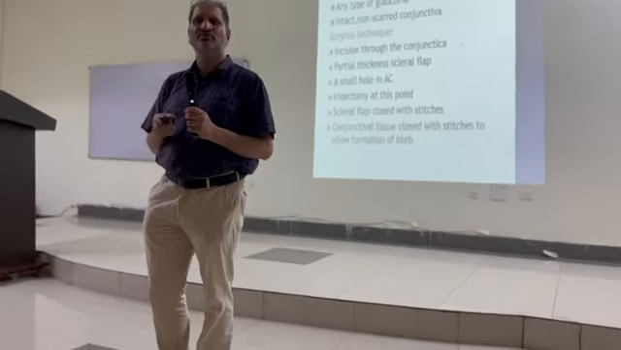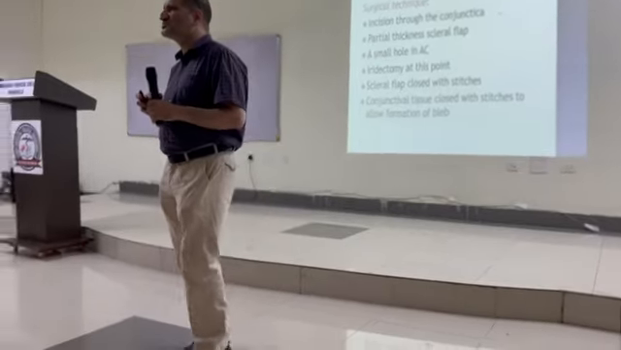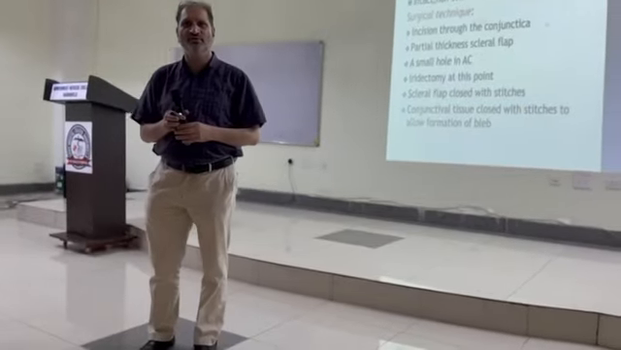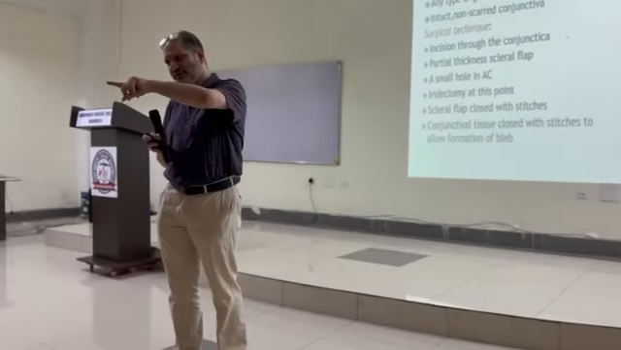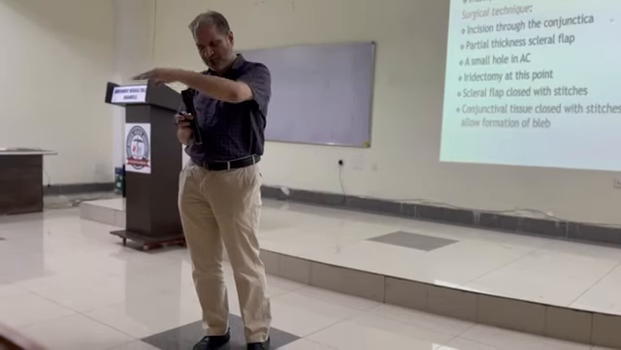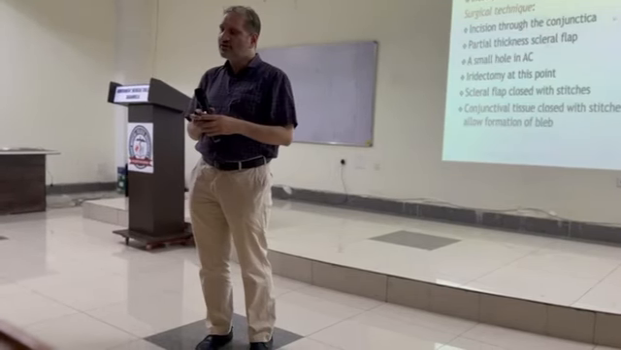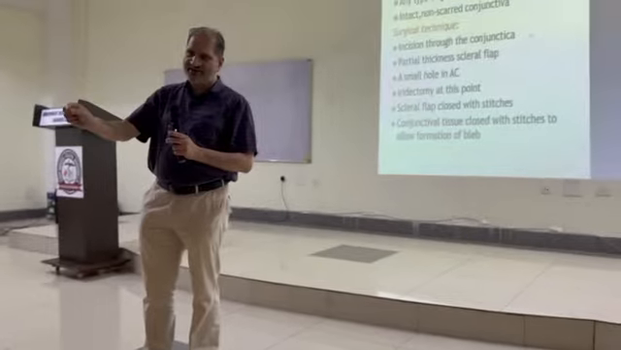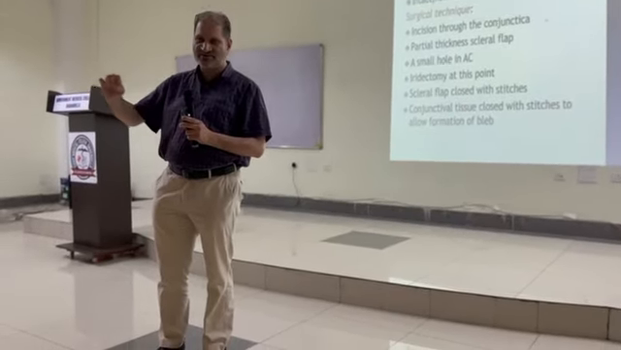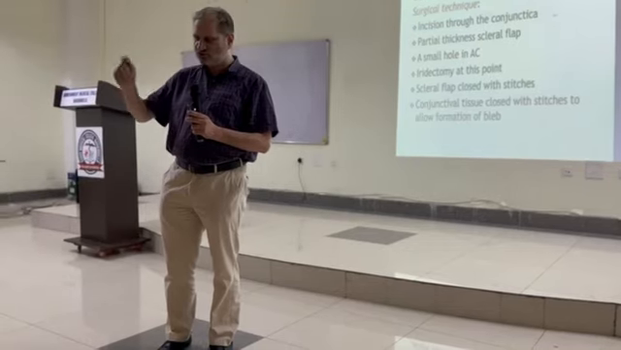That's small, around 1:3. Then we get the internal posterior lip. Then we make an iridectomy. Then we put the scleral flap back. Then we suture it.